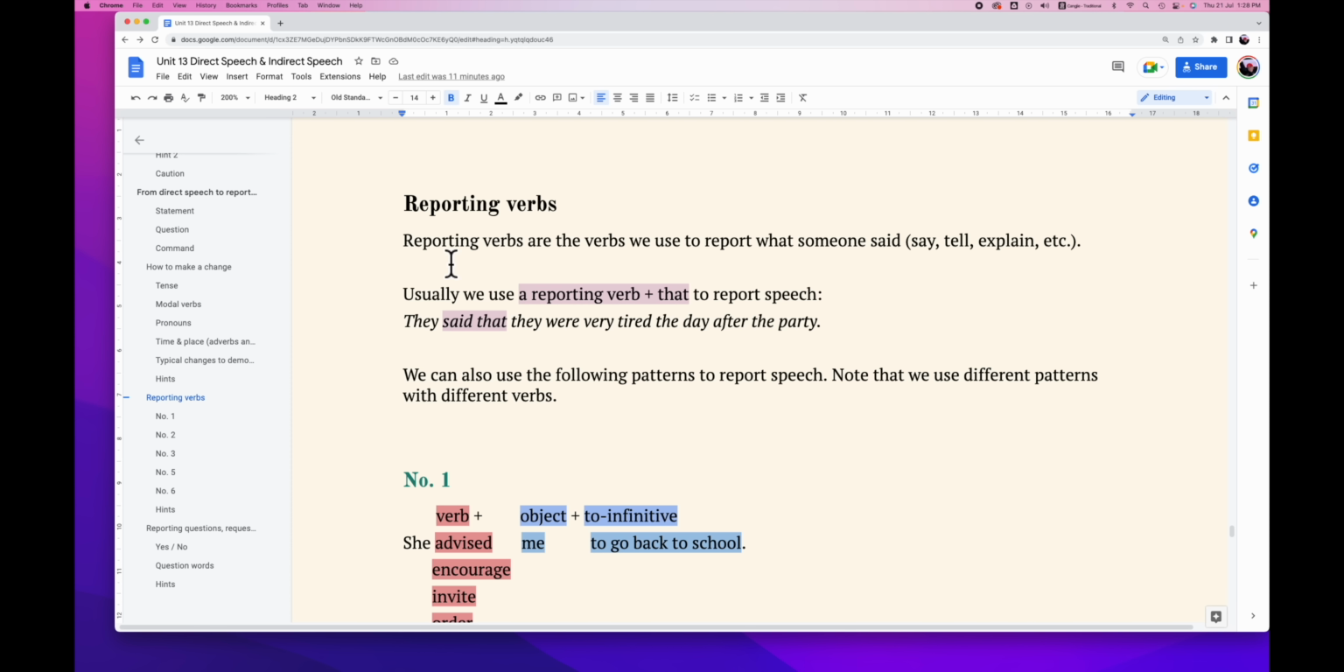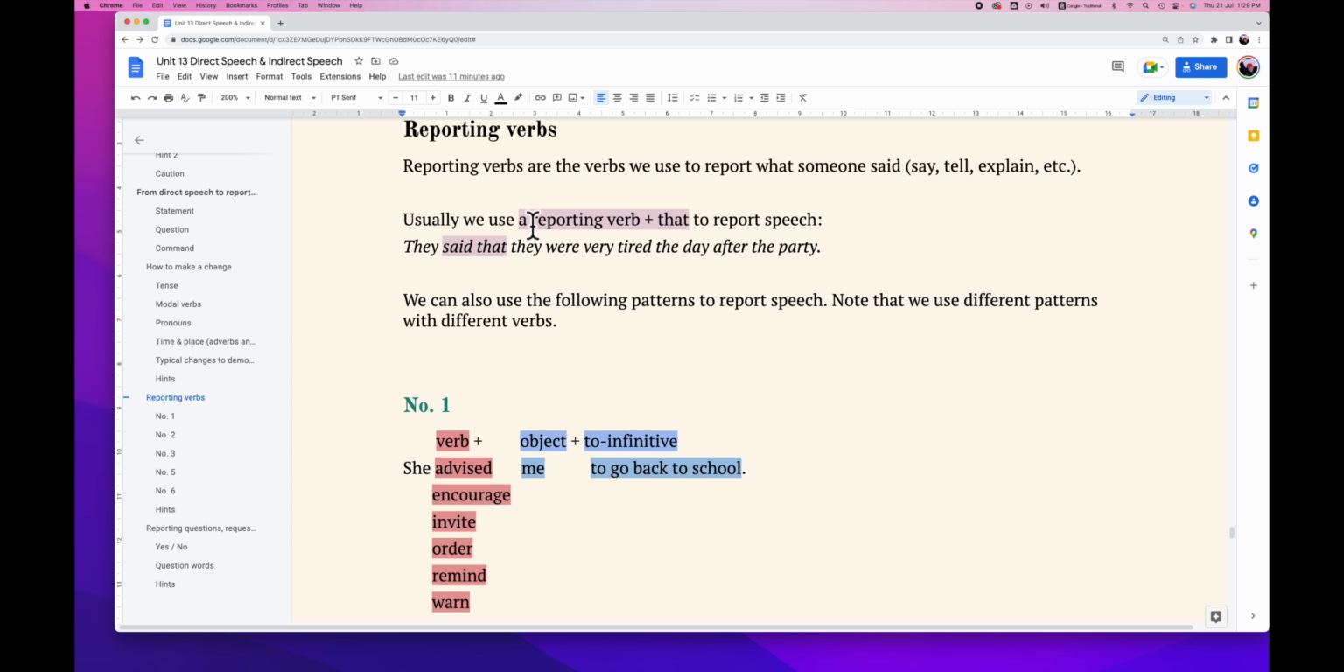There are a lot of different reporting verbs, and each of them has a different structure. Let's take a look at how many situations we're going to cover. Reporting verbs are verbs that you use to report what someone said. For example, the words say, tell, and explain, but there are tons of others. Usually, we use a reporting verb plus a that clause to report the speech. They said that they were very tired the day after the party.